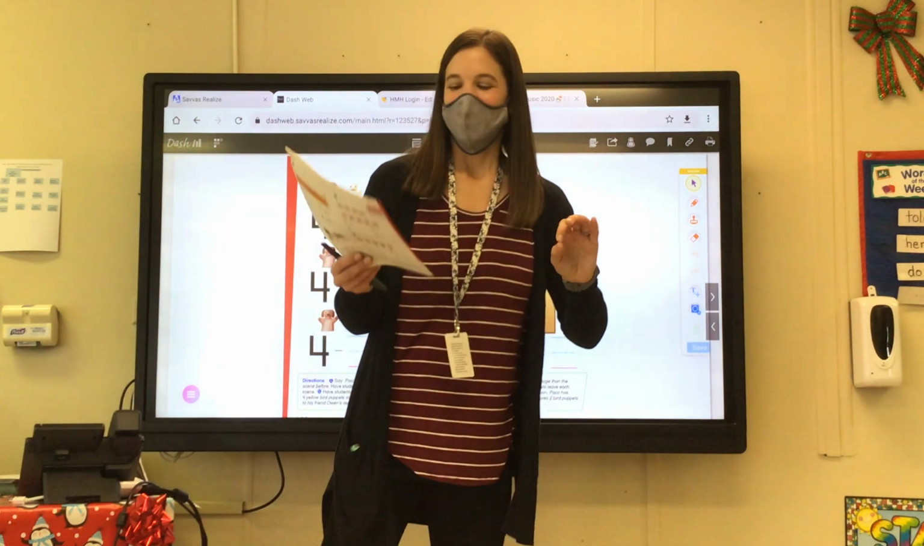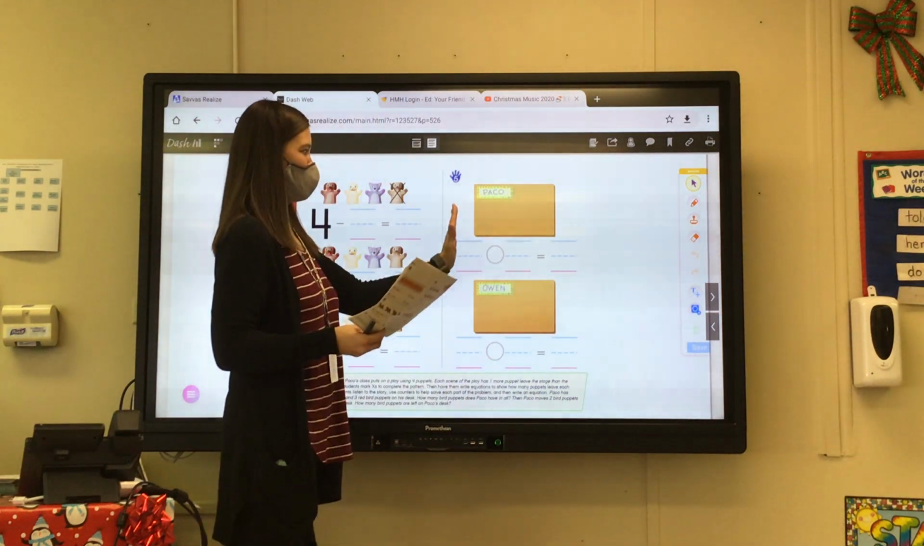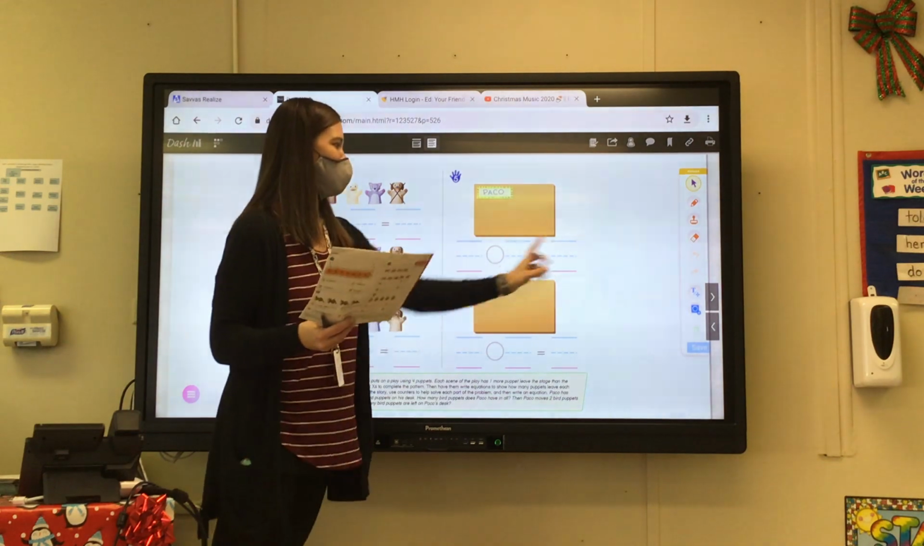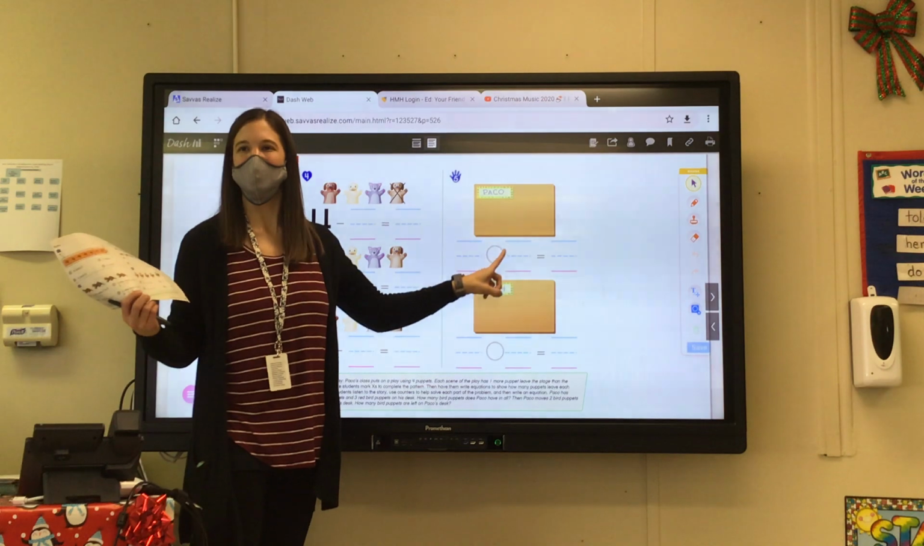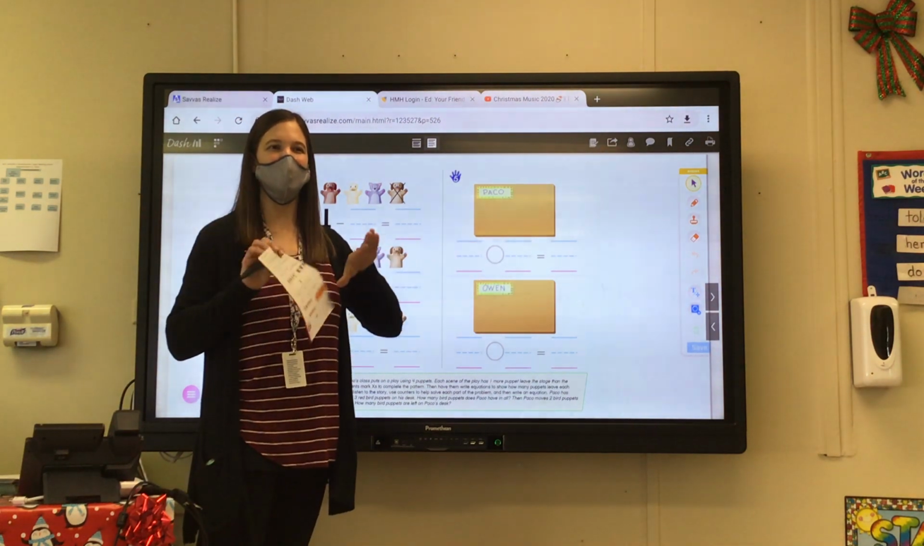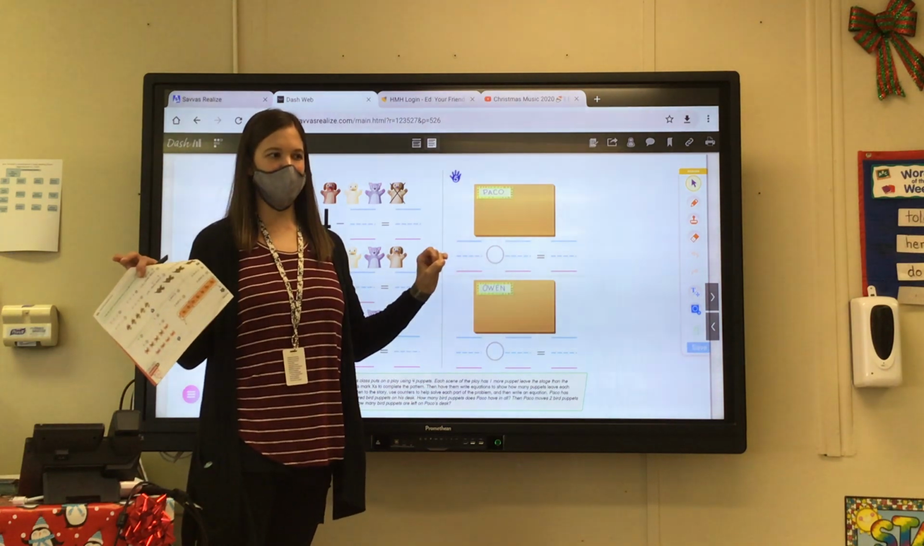All right, so here we go again. We had 4 yellow bird puppets and 3 red bird puppets. And how many does he have in all? So think about what sign you're going to use. Are you adding them together and using the plus sign, or are you taking them away and using the subtraction sign? Think about what you're going to do here.